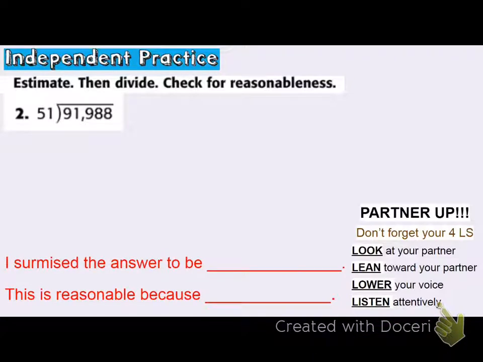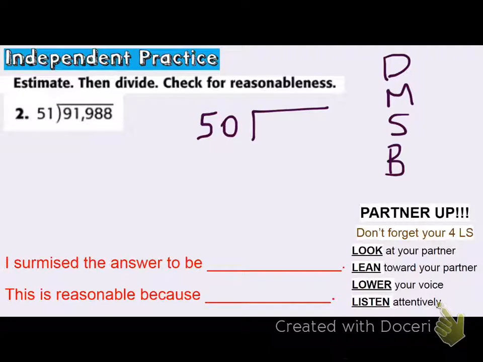Okay, we're moving into independent practice. I'm going to go ahead and put my steps so that it helps me. Divide, multiply, subtract, bring down. I'm going to start with estimation. I'm going to need to estimate. Well, it's pretty darn close to 50. Okay, and I'm going to go ahead and estimate to 100,000. 91,000 is close to 100,000.